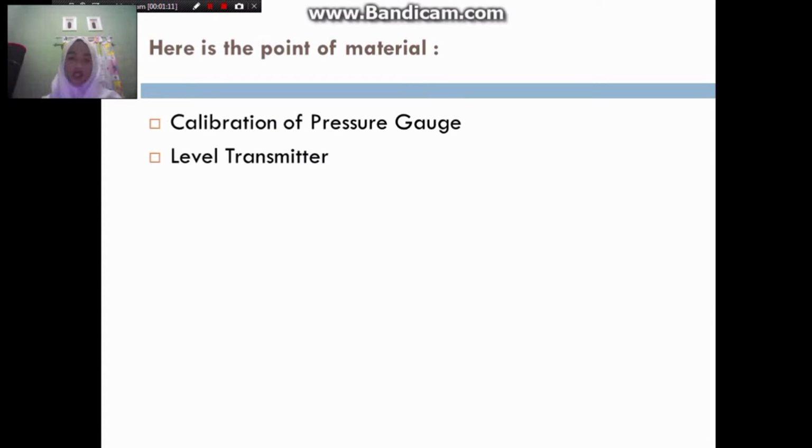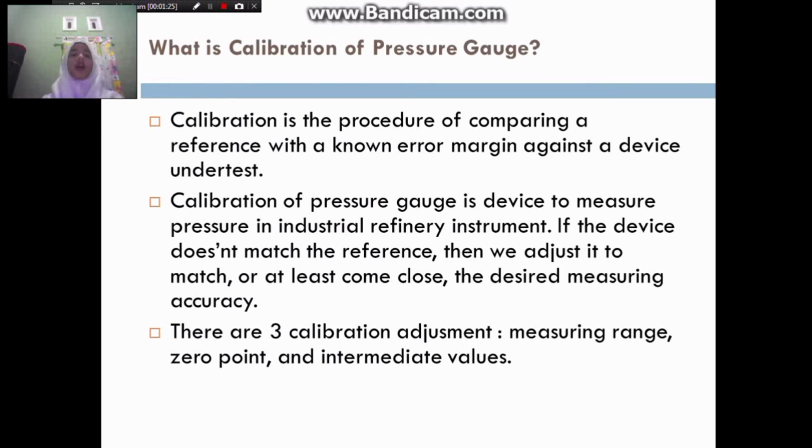Here is the point of material. First, calibration of pressure gauge and level transmitter. I will discuss what calibration of a pressure gauge is. Calibration is the procedure of comparing a reference with a known error margin against a device under test.